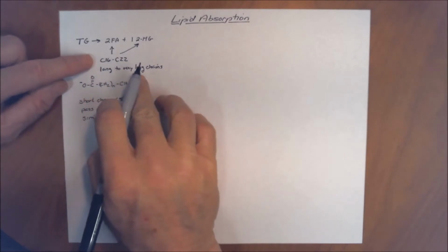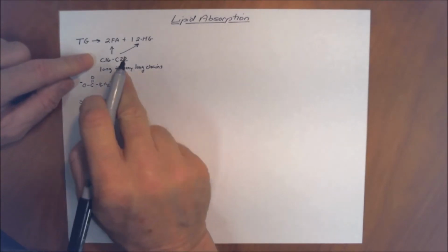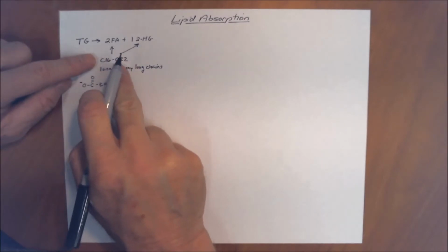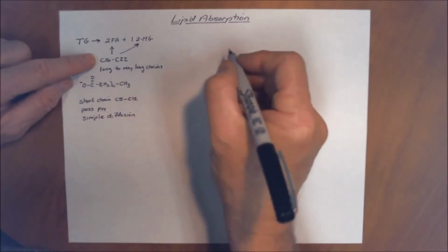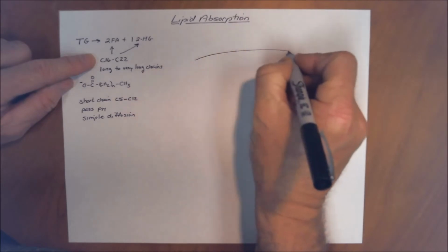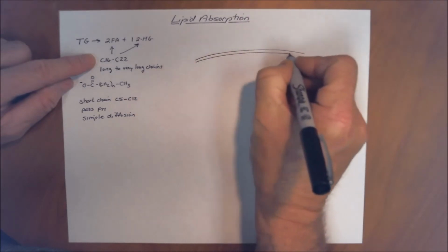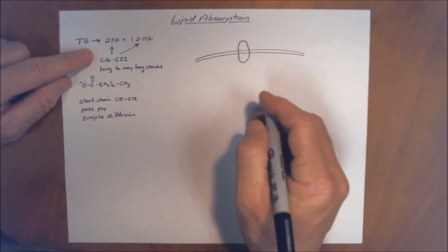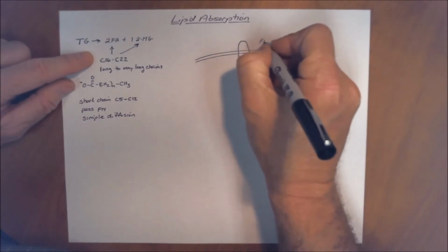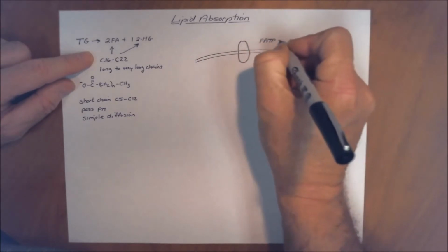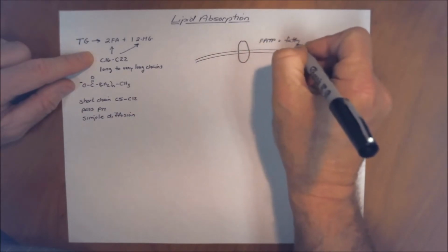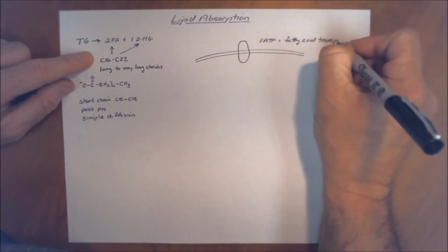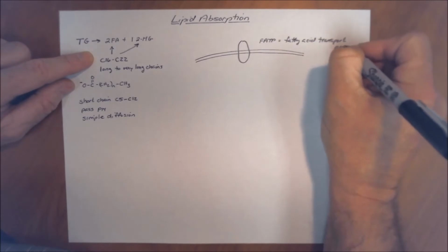Now, the long and very long chains, if these enter the membrane, they're going to get stuck because of the hydrophobic binding properties of these long hydrocarbon chains. So what we need is a transporter. And these transporters, there's many of them, but they're generally called FATP, for fatty acid transport protein.